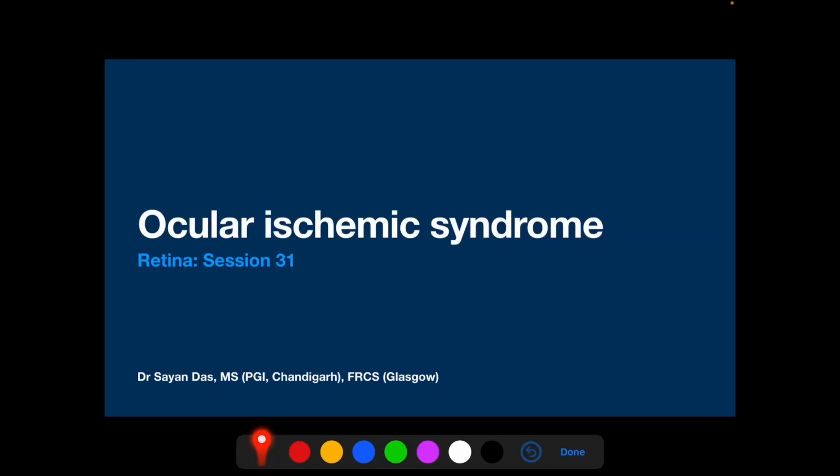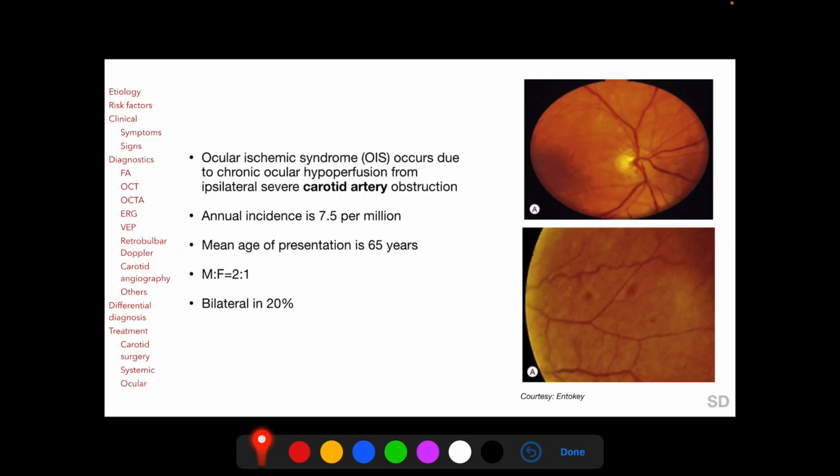Welcome. In this session, we'll be discussing ocular ischemic syndrome. Ocular ischemic syndrome, or OIS, occurs due to chronic ocular hypoperfusion from ipsilateral severe carotid artery obstruction. In contrast to retinal arterial occlusions, which occur due to obstruction in the retinal arterial system with an acute onset, OIS occurs due to obstruction in the carotid artery and usually has an insidious onset.